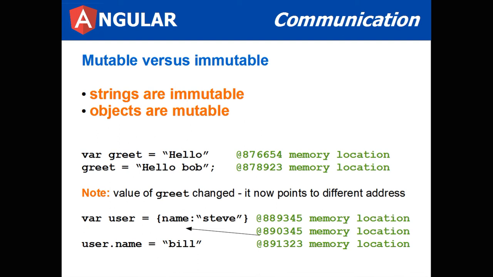But if you have an object like var user equals name Steve, you have a memory location associated with that. If you change user.name to Bill, the memory location of the object is the same, but the memory location of the name has changed. So in this case, it's important to understand that the object doesn't change. The attribute of the object changes. So just keep that in mind when you're looking at change detection. You should understand what is changing and what's not. So objects are mutable and strings are immutable.